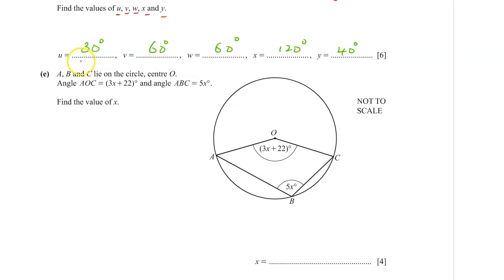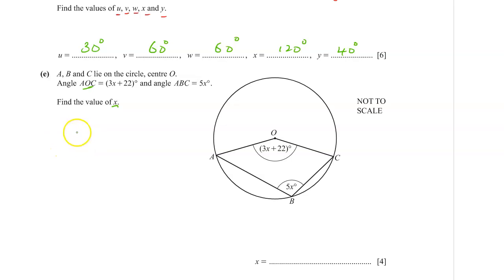Part E. A, B, and C lie on the circle, center O. Angle AOC is x plus 22, and angle ABC is 5x. Find the value of x.